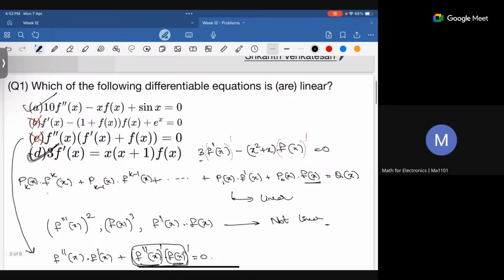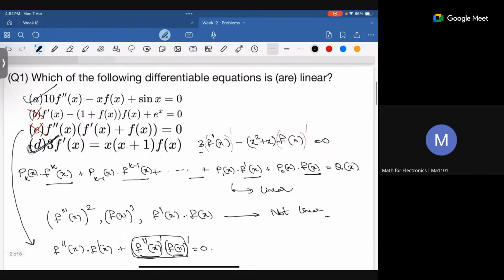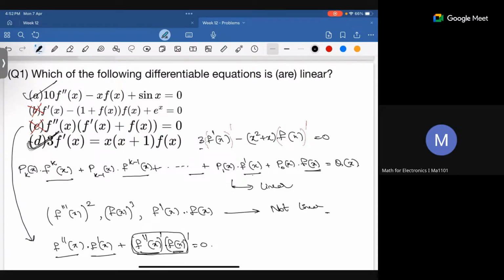So its derivatives are f prime of x, f double prime of x, up to the (k minus 1)th derivative and the kth derivative. You treat these as the variables, and any linear combination of these will give you a linear ODE. Any mix-up, such as a product between two derivatives or a product between the derivatives and the function, will no longer be linear.